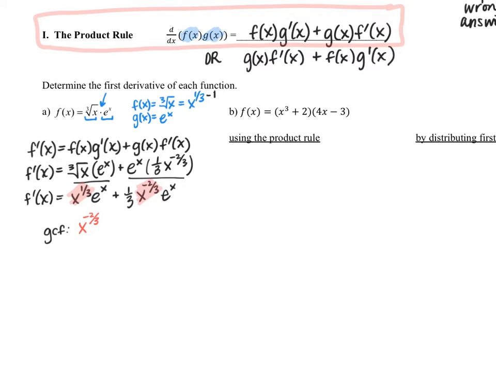Remember, we take the one with the smaller exponent. But then we also have a greatest common factor of e to the x in each of these terms. So we will also have e to the x as a part of our GCF. So when you are factoring, remember, we'll have that greatest common factor out here, x to the negative 2/3 times e to the x, and then we're going to write what remains.